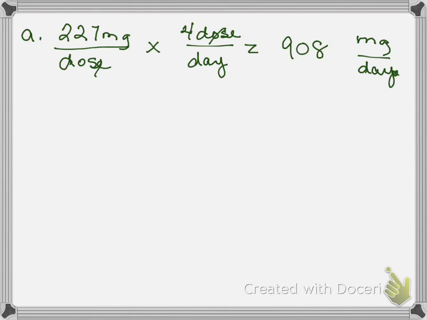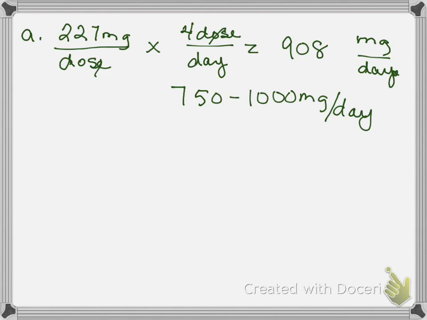milligrams per day. So according to this therapeutic range for this medication, my range is 750 to 1,000 milligrams per day. So is my patient safe? Does it fall within this range? Good. So I can go ahead and give it.